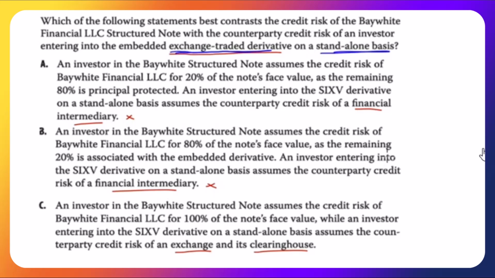We can eliminate A and B very quickly because they refer to the counterparty as a financial intermediary. Only C has the counterparty as the exchange or its clearinghouse, which is true. These two are wrong because of the counterparty. So let's just get rid of the rest of the options here. D: an investor in the Bay White structured note assumes the credit risk of Bay White Financial LLC for 20% of the note's face value. The remaining 80% is principal protected. Well, yeah, sure, 80% is principal protected, but you still got to get it from this guy.